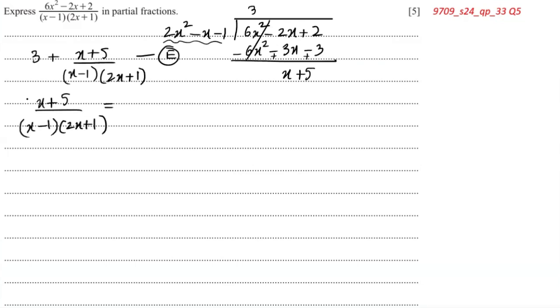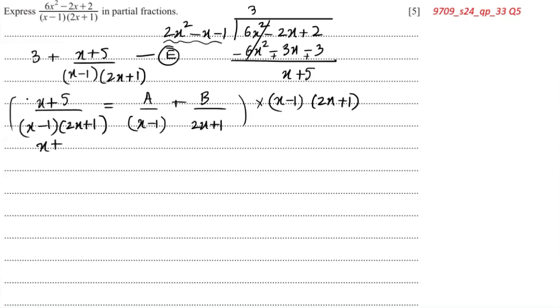And I do my usual simple normal partial fraction procedure where it's a proper fraction and both factors in the denominator are linear. So a over x minus 1 and plus b over 2x plus 1. So let's multiply this equation with (x minus 1)(2x plus 1) to make it simple. And now I form an identity equation. x plus 5 equals a times (2x plus 1) plus b times (x minus 1).